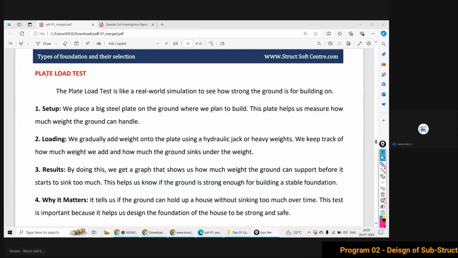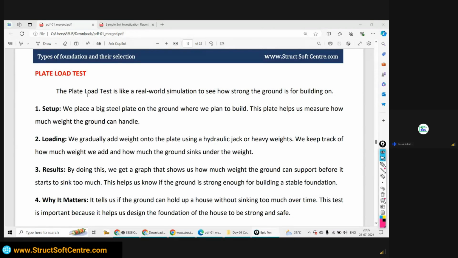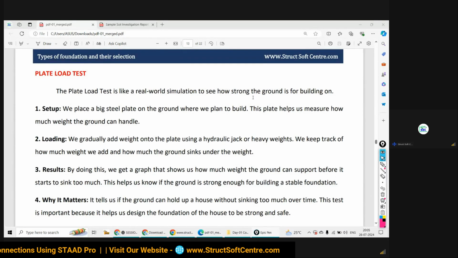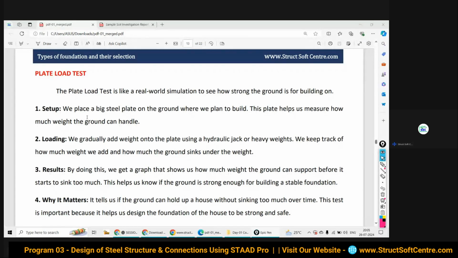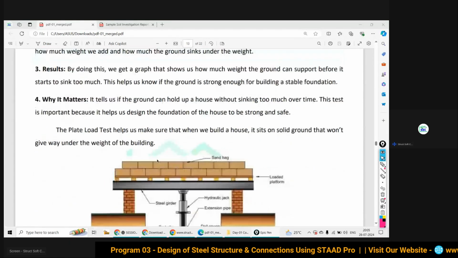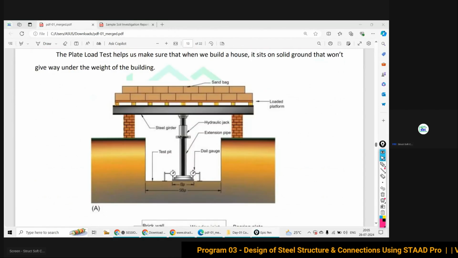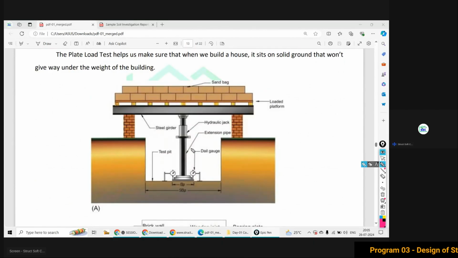Now we have to focus on the plate load test. Why am I giving importance to the plate load test? Let's try to understand. The plate load test is like a real world simulation to see how strong the ground is for the building. Setup: we place a big steel plate. In a plate load test it's a very simple approach. We are going to dig a test pit.